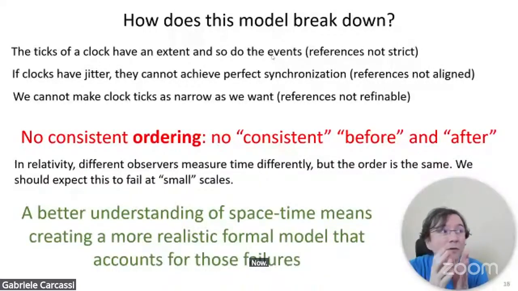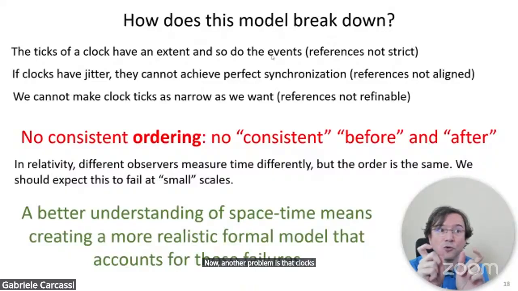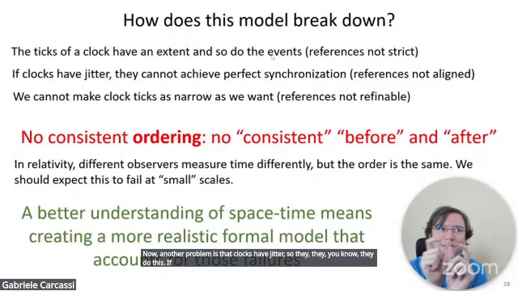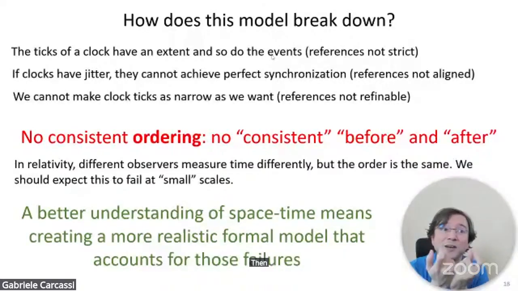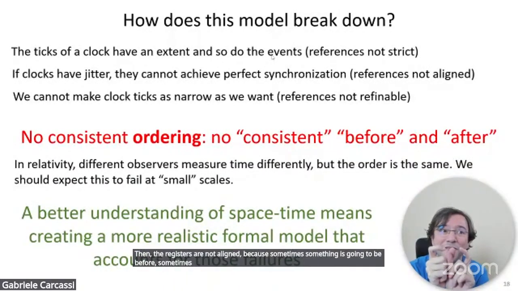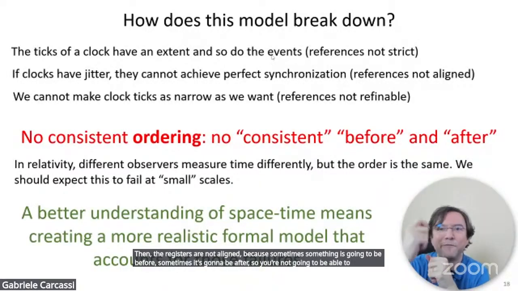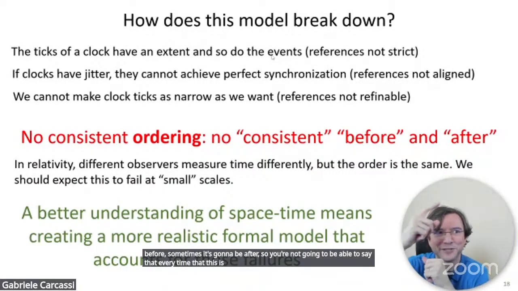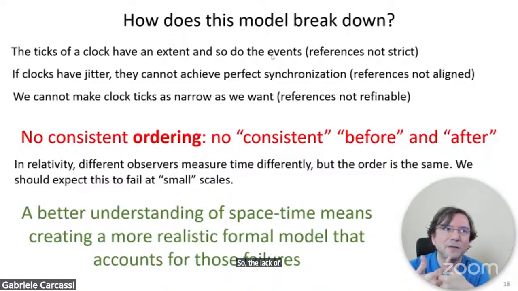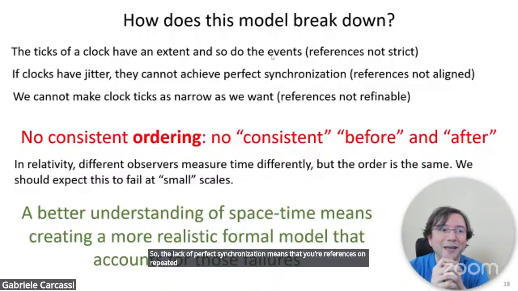Now, another problem is that clocks have jitter. If references keep doing this, then the references are not aligned, because sometimes something is going to be before, sometimes it's going to be after. So you're not going to be able to say that every time this is before this reference, it is going to be before the other reference. So the lack of perfect synchronization means that on repeated experiments and so on, your references are not going to be aligned. You can't guarantee this logical structure.